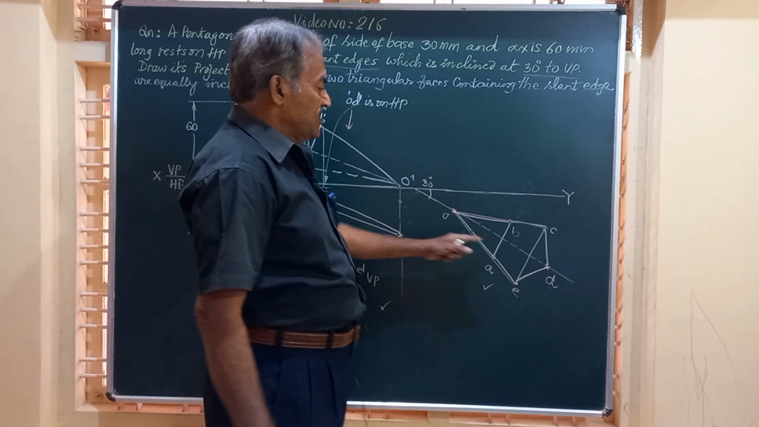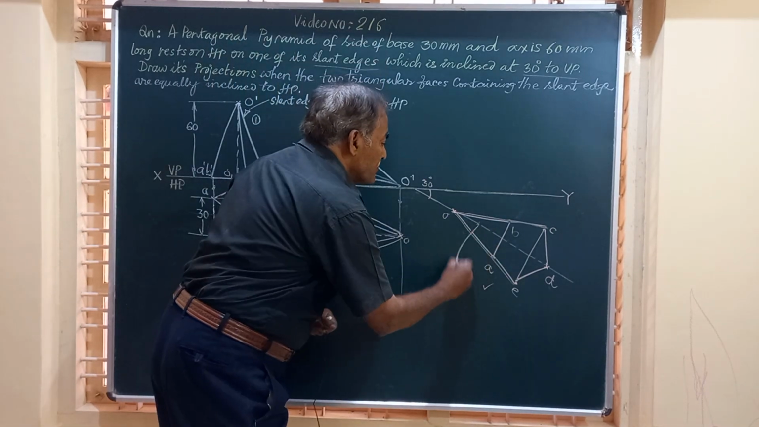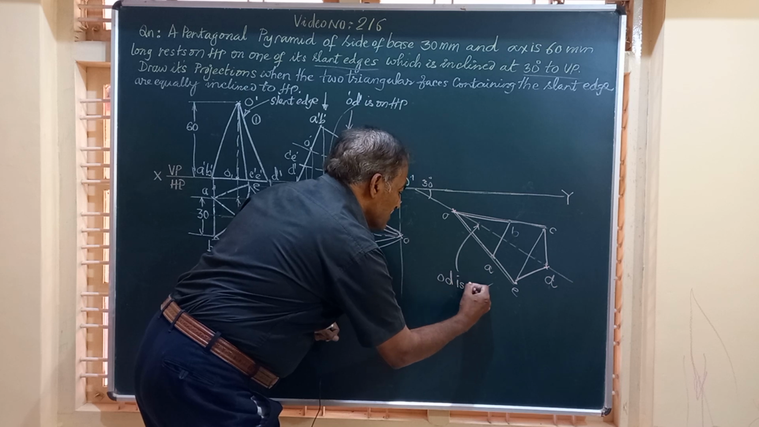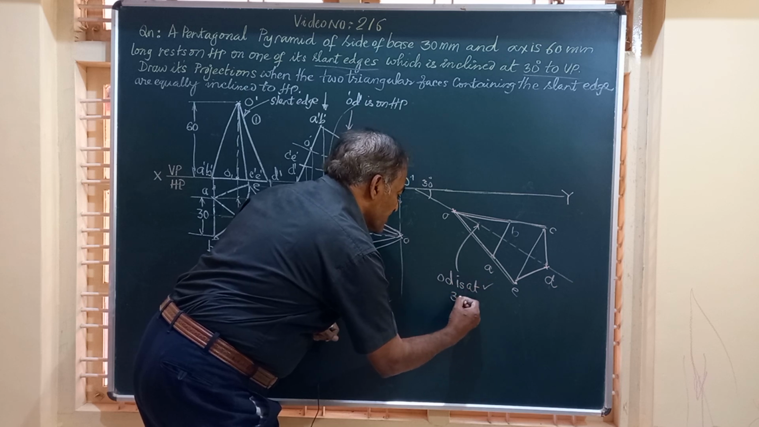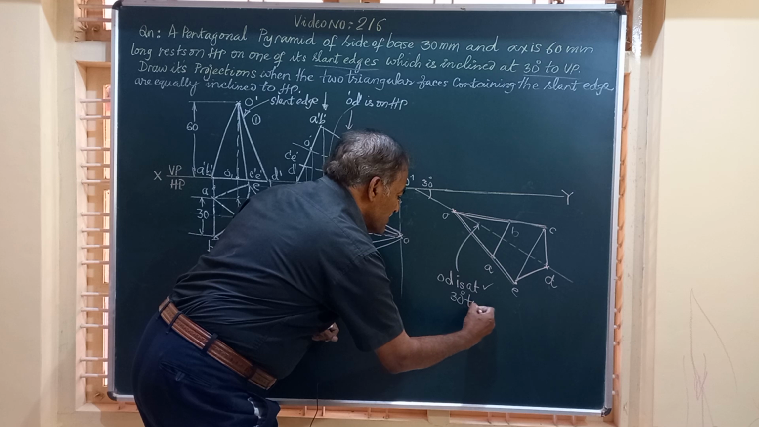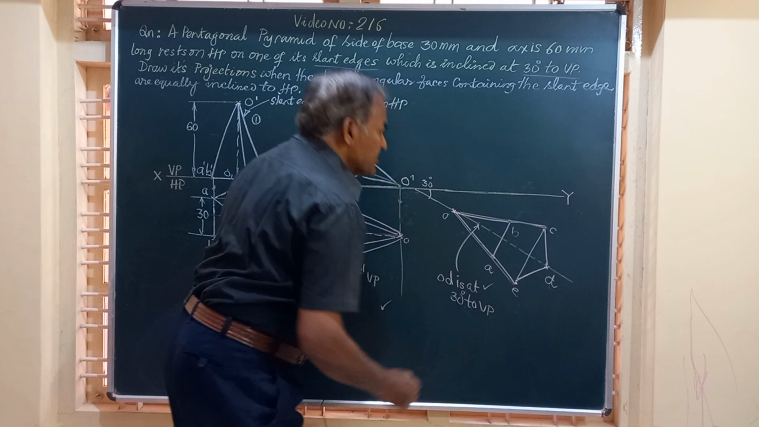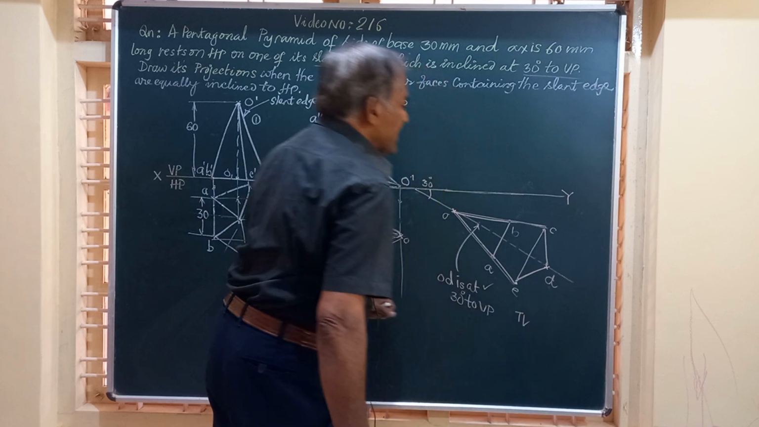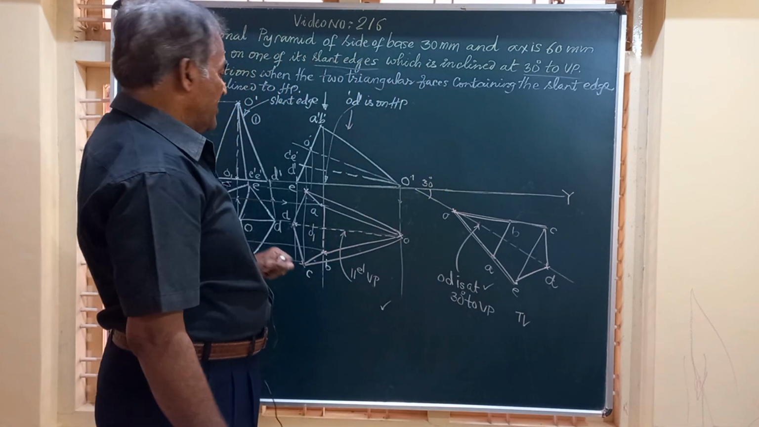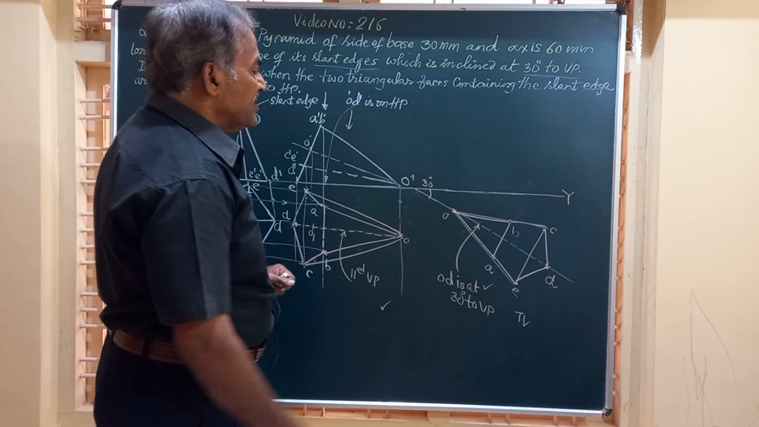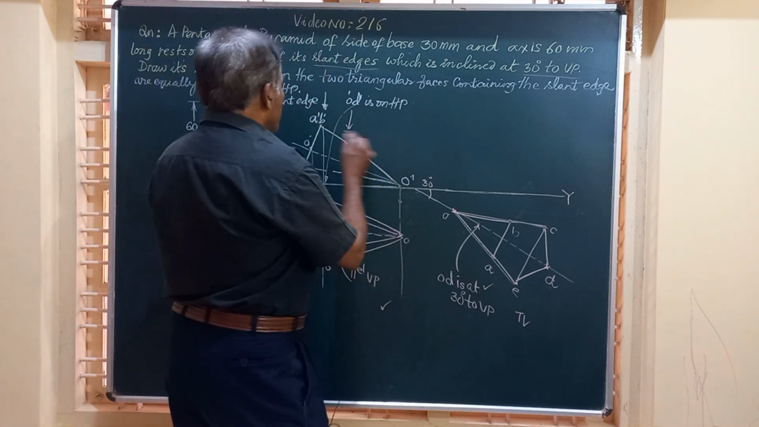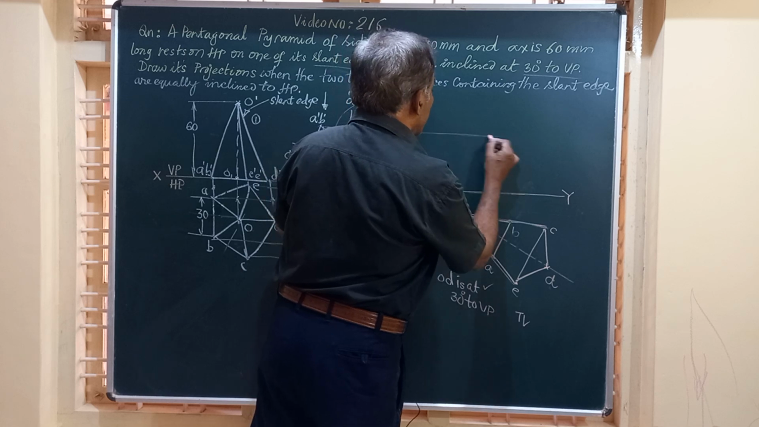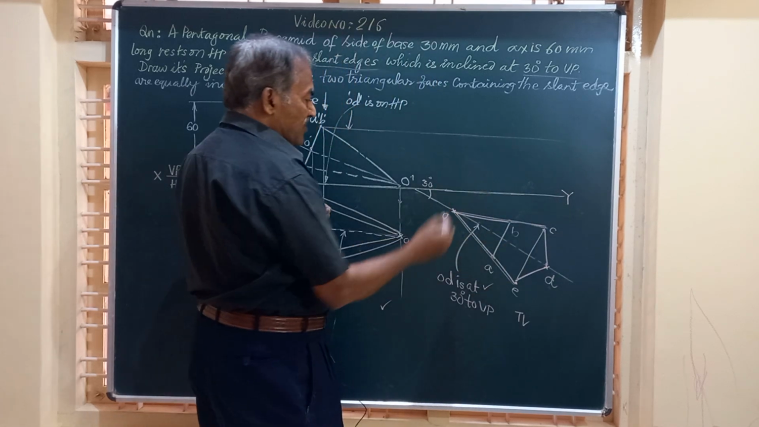Friends, the slanted OD is at 30 degrees to VP as per the question. Friends, this is the final top view you have got. Let me obtain the final front view of this solid. So friends, let's go in order. A and B. So draw a horizontal line through A dash B dash on which AB will lie.